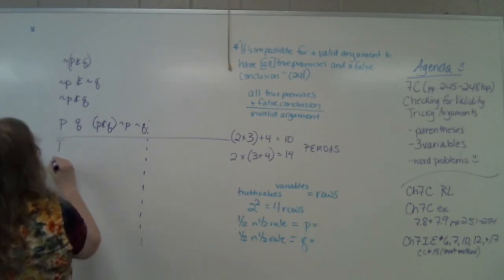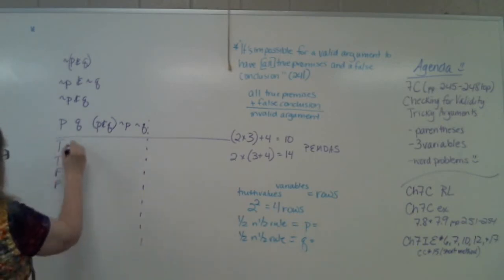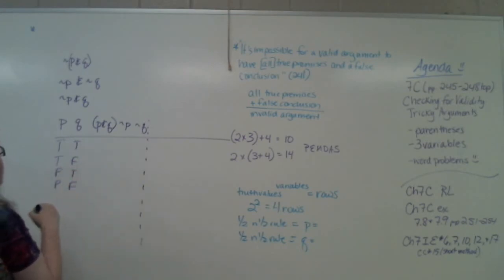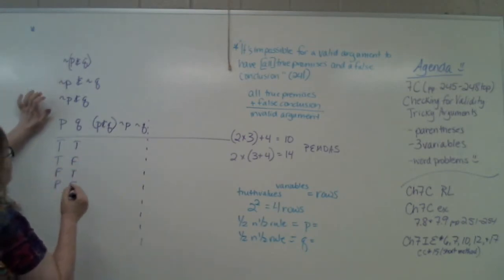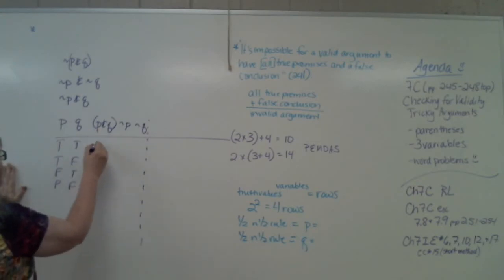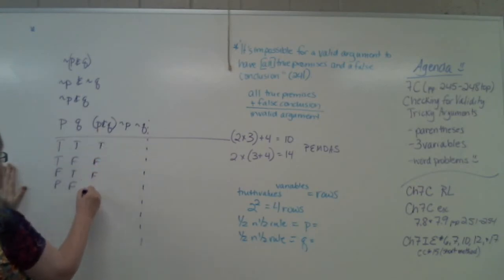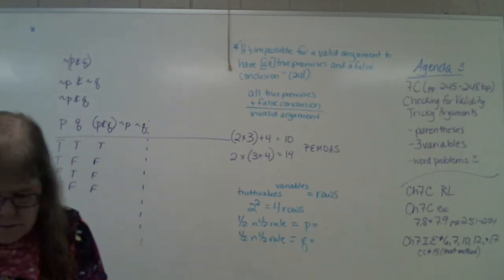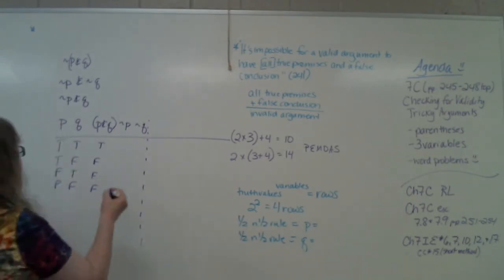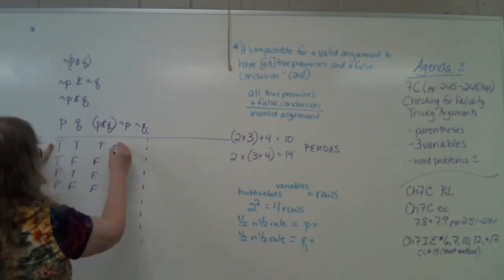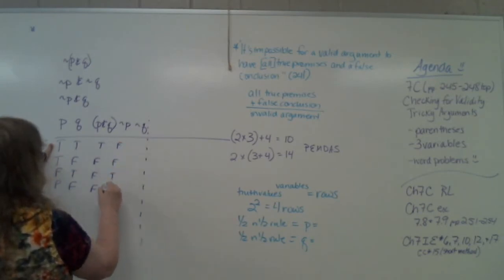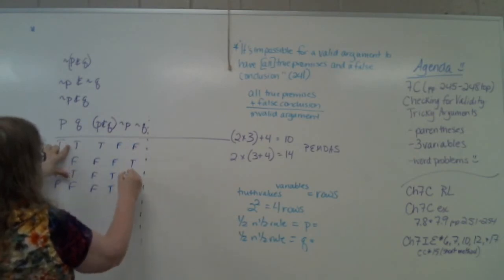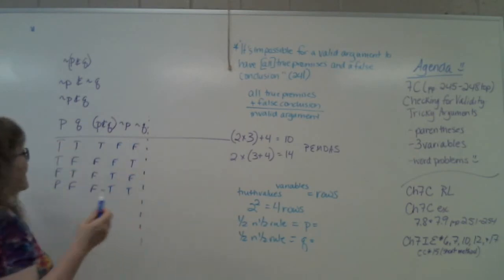And I have my normal: true, true, false, false, true, false, true, false. We've been doing that since the beginning, so that's not bad. P and Q: true, false, false, false. Not P and not Q, I'll give them a different color here. Not P is opposite day, so false, false, true, true. Not Q, also opposite day: false, true, false, true. So my guide is done.